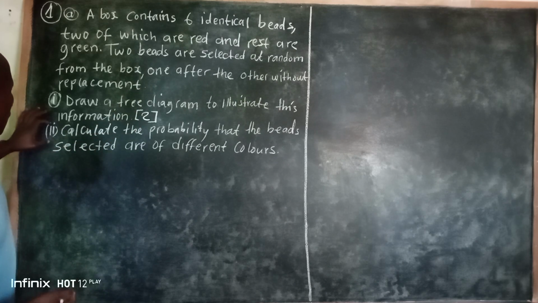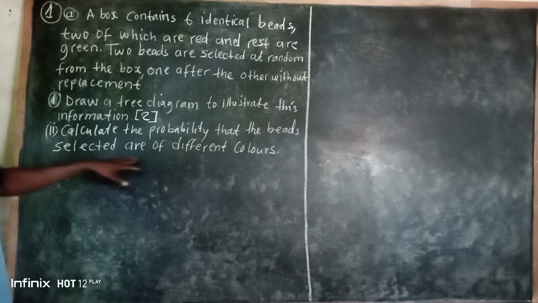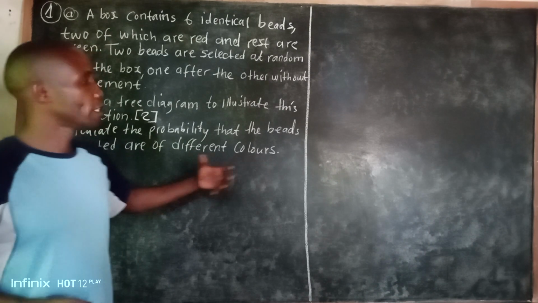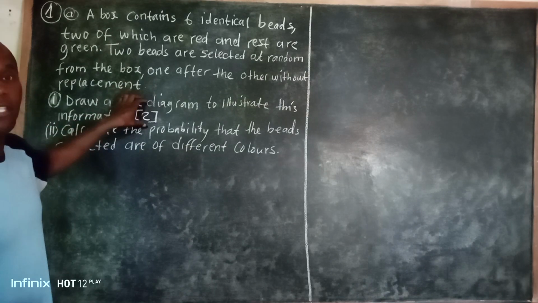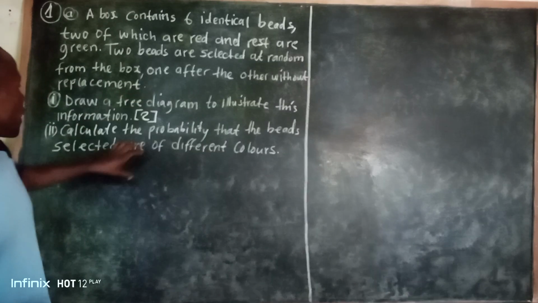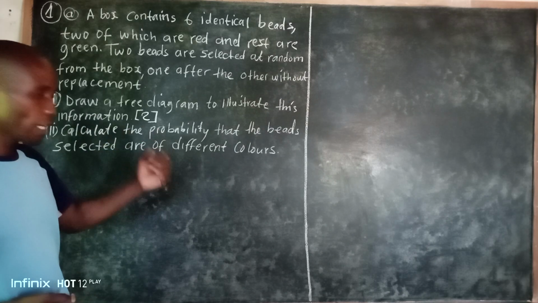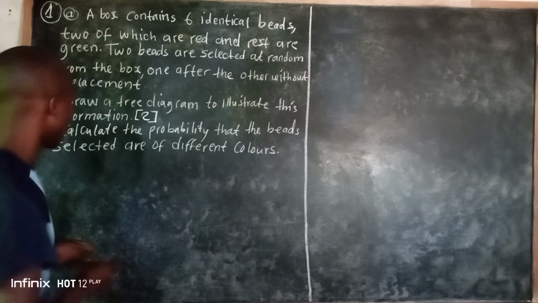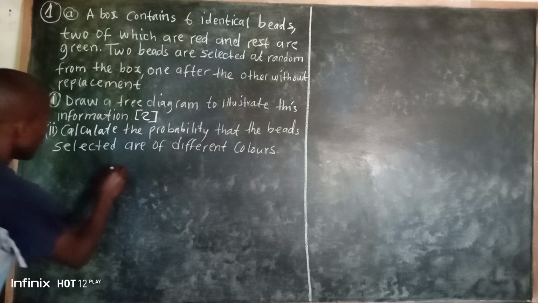Then the next part: calculate the probability that the beads selected are of different colors. It follows from the tree diagram, so it will be very easy for you to answer this question, because you just pick from there and then calculate. Okay, so let us go to the solution.